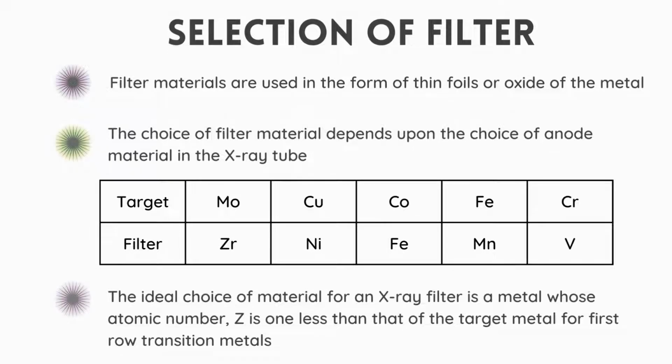Filter materials are used in the form of thin foils, or oxide of the metal if a given metal is not possible to obtain in the form of a stable foil. The choice of filter material depends upon the choice of anode material in the X-ray tube, as shown in the following table. The ideal choice of material for an X-ray filter is a metal whose atomic number, Z, is 1 less than that of the target metal for first-row transition metals.